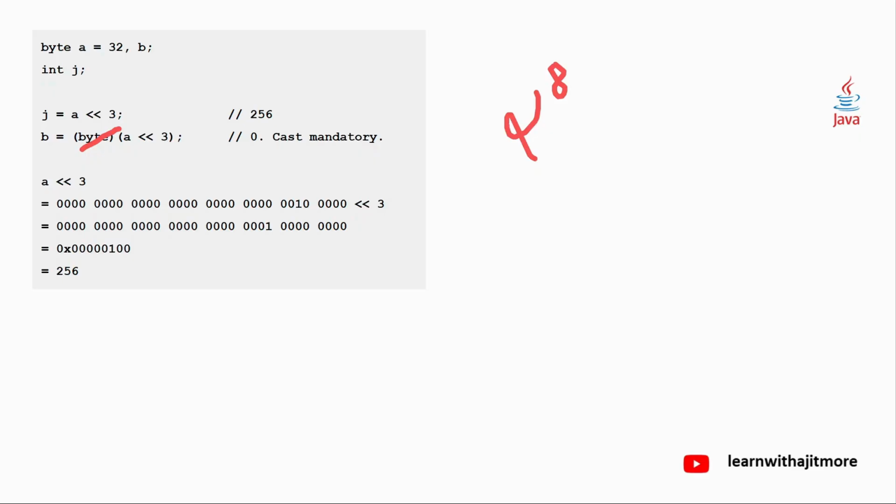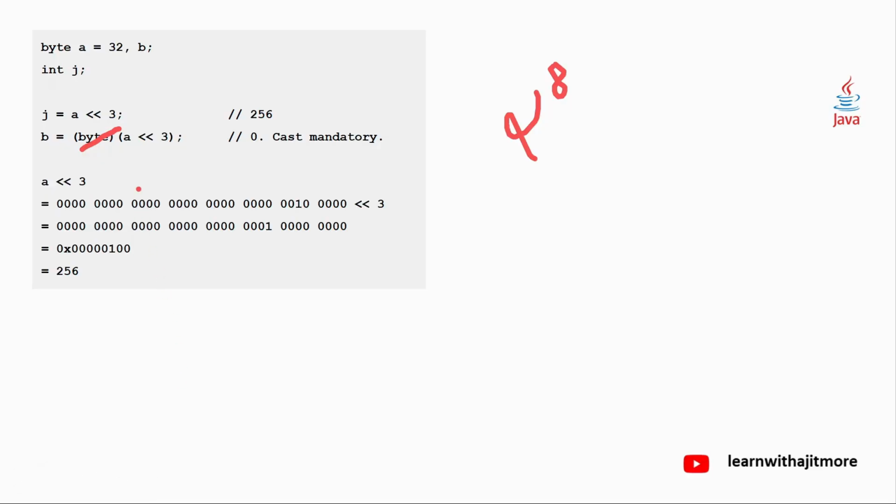Sir, can you repeat the question, please? My question is, if I don't do this casting, round bracket byte, and I directly write B is equal to B left shift 3, sorry, A left shift 3, and I'm not doing that casting, will the statement give an error? Hmm. No, if anyone else has got the answer, you can tell me.